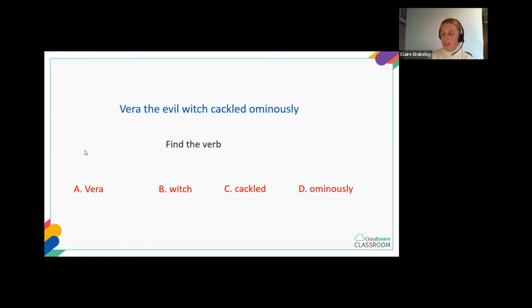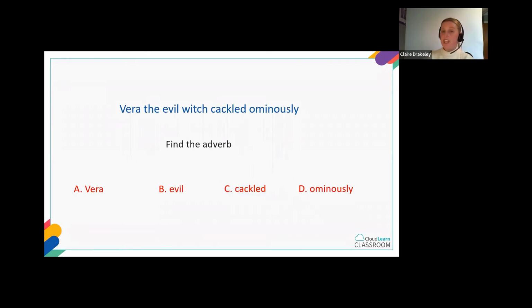So 5 of you said it was C, and you are right. Cackled is the verb. It is the action. It is the doing word. The witch cackled. That is what she did. That is the action in this sentence. Well done. The next one.